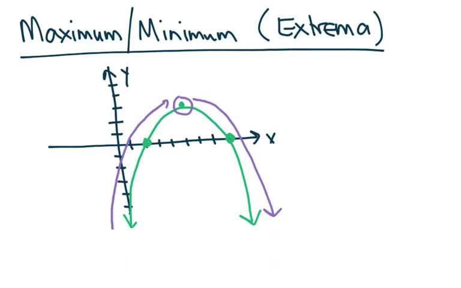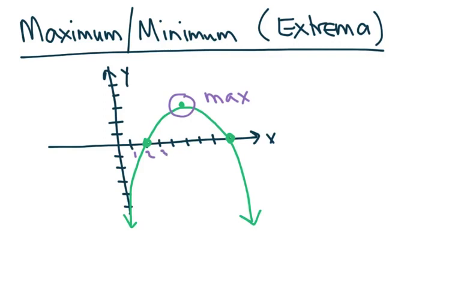Anytime the graph changes direction, it's going to have a maximum or minimum. Which one is it? Well, if the point is at the top of the graph, it's a maximum. If it's at the bottom of the graph, it's a minimum. So this particular graph would have a maximum, and the maximum occurs at the ordered pair, let's see, it looks like 5, comma 3.